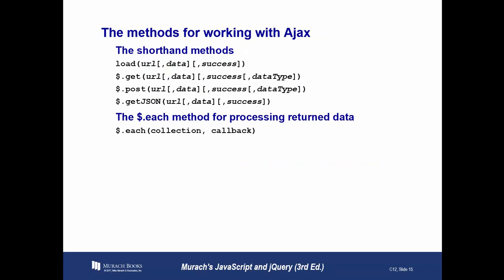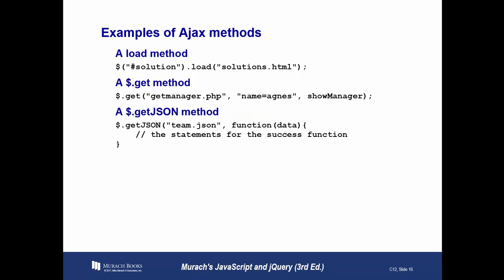There's some jQuery shorthand methods that you can use for working with Ajax, and they're shown here on page 344. All right? This figure summarizes the major jQuery methods used for working with Ajax. The load method is used to get HTML data. The get and post are commonly used with XML data, which is the default type for these methods. The getJSON is used to get JSON data. Then there's some examples that show how these work.